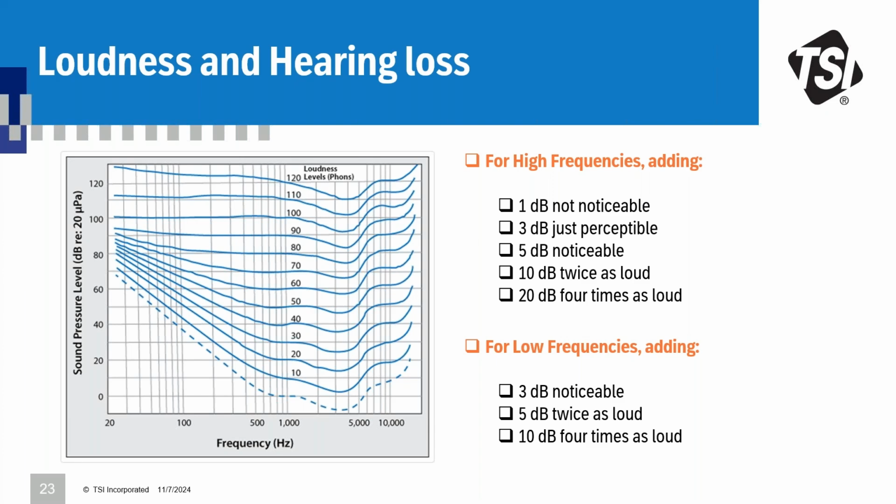right? And right here you see that for high frequencies, adding 1 dB is somewhat not noticeable. 3 dB is just perceptible. 5 dB noticeable. 5 to 10 dB twice as loud. 10 to 20 dB will be 4 times as loud. Think of exchange rate or doubling rate there. You can tell. On the low frequency, on the other hand, you go quickly from 3 to 10 dB that it will be 4 times as loud for low frequencies.